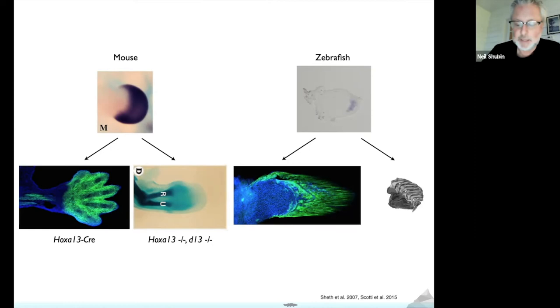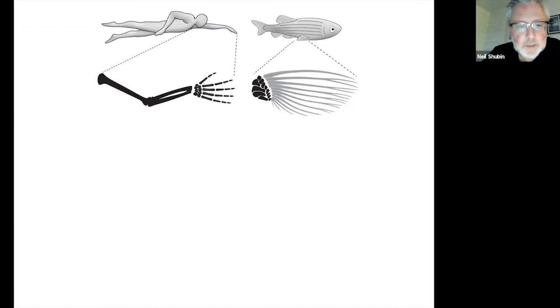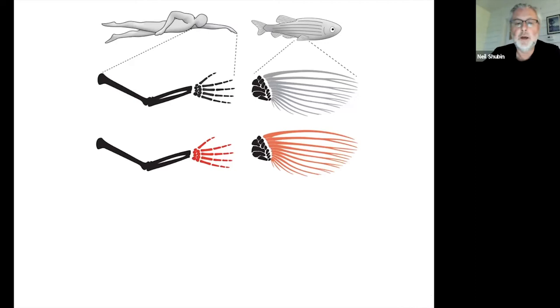It seems that the cells that make the fin rays in fish are equivalent to the cells that make our wrists and digits. So if you look at these things, you could say, well, there's nothing really here to compare. They look so different. But when you do the molecular comparison, you find that cells that make the terminal end of our limbs and mice, the wrists and digits, make the fin rays of fish.